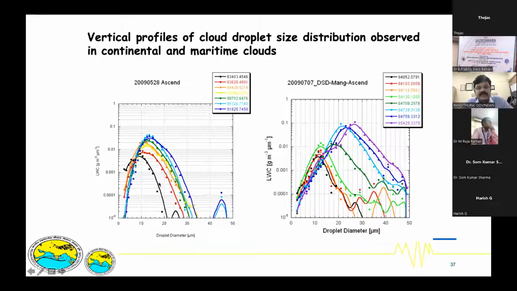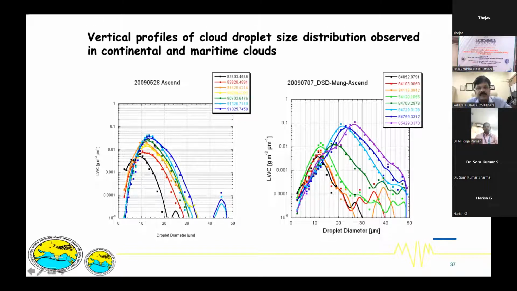Okay, so this is the slide you were talking about, right? Yes. See, these profiles of the cloud drop size distribution were taken at different penetrations of clouds, ranging from this black one at 4.5 kilometer, and the peak one at somewhere around 7.4 kilometer. And there is already literature showing that the droplet diameter has to be above 24 micrometer for warm rain initiation to get activated.